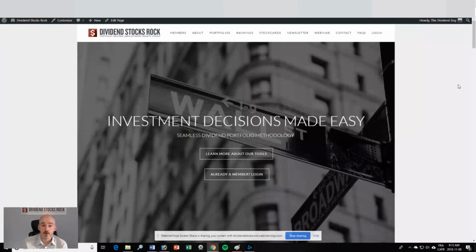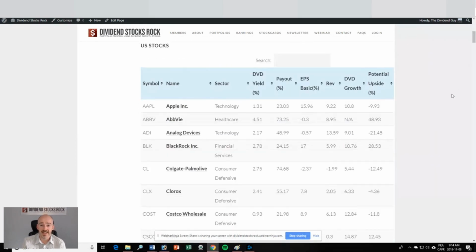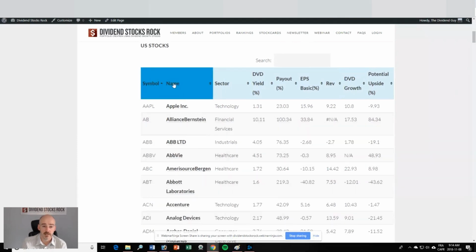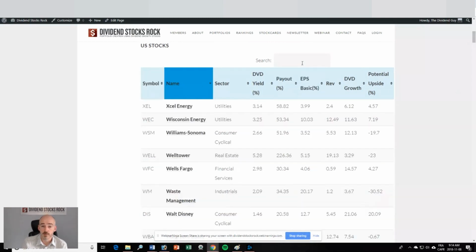So now we are on the website. If you select the stock card, you have the option between the US and the Canadian. All stock cards are protected by your membership, so if you're not a member of DSR, you will not have access to those pages. If you go down here, you have all the stocks that we cover, so you can sort them through symbol or ticker if you prefer. You can sort them through names as well, or you can pull out a search.